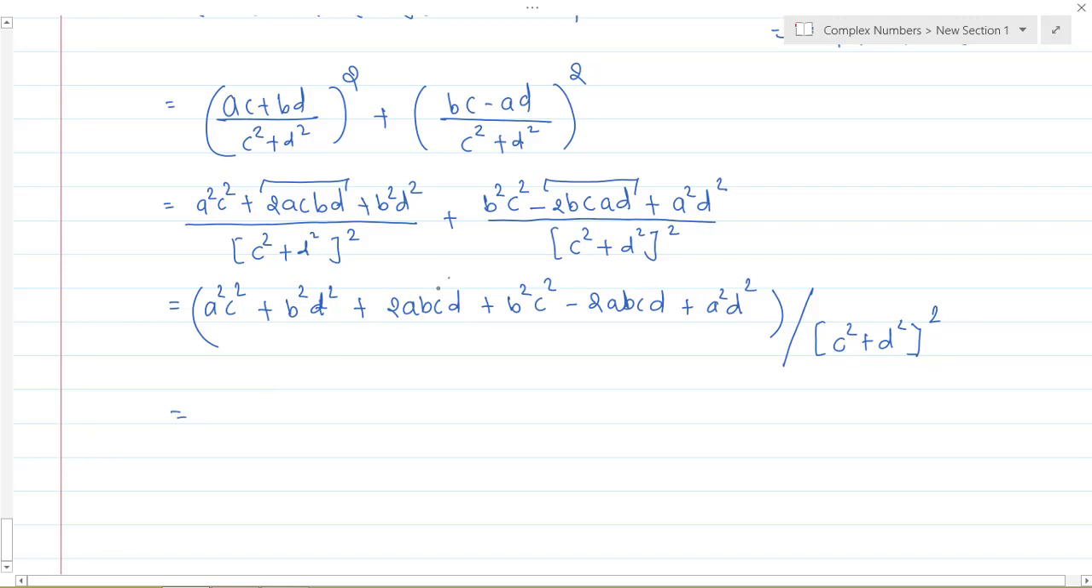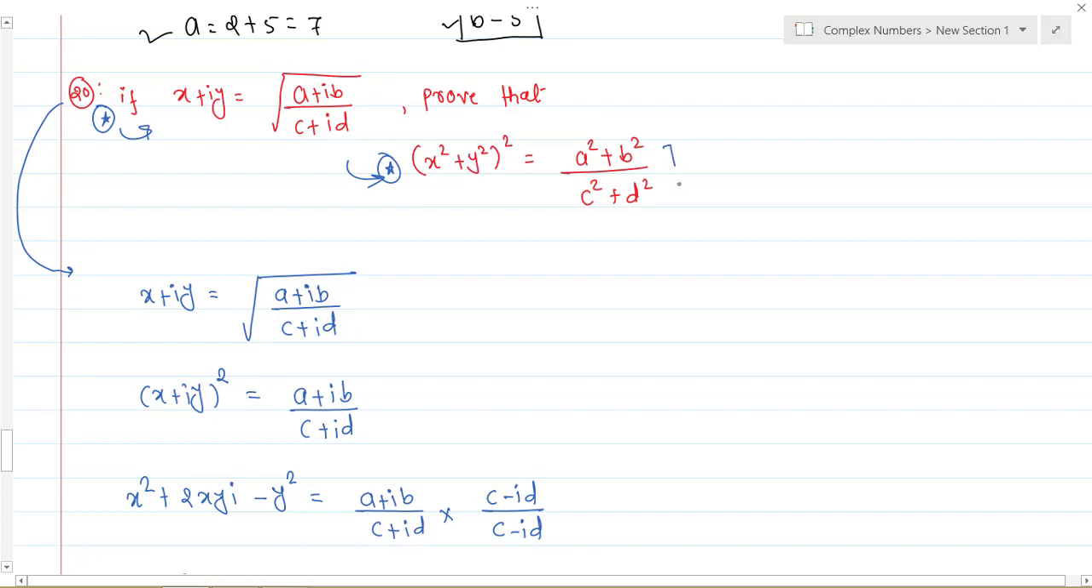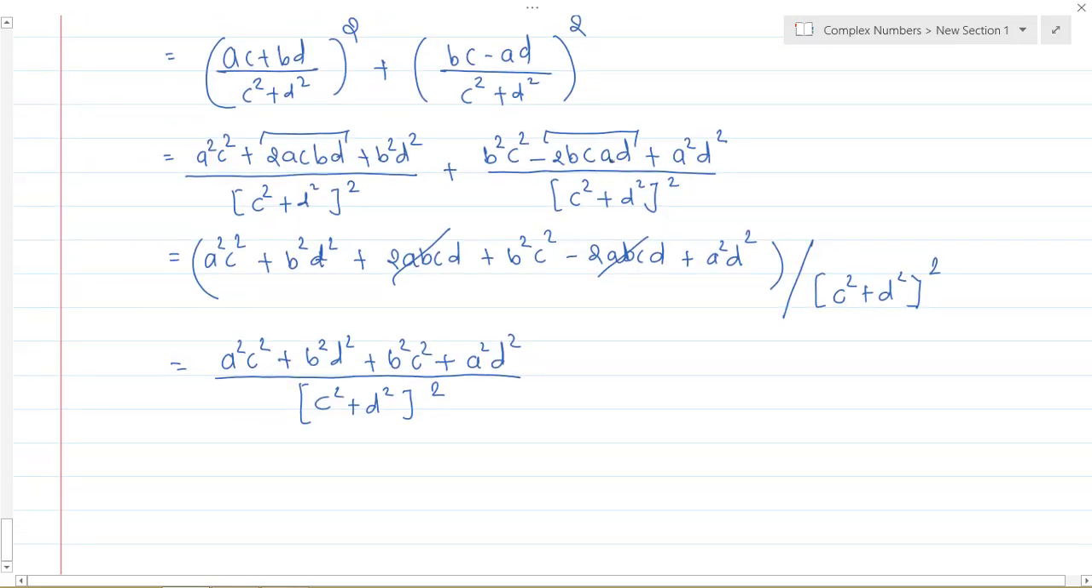Okay, now if you see, this part and this part can be cancelled out easily. So do we have anything left? So a²c² + b²d² + b²c² + a²d², whole divided by (c² + d²)². Okay, so what we want to show is that it is nothing but (a² + b²) upon (c² + d²).